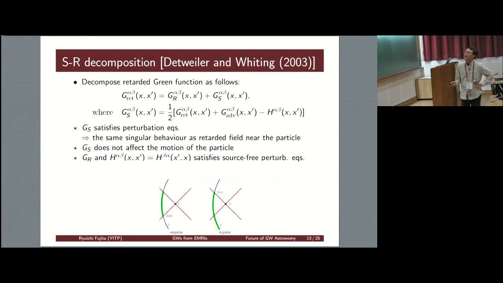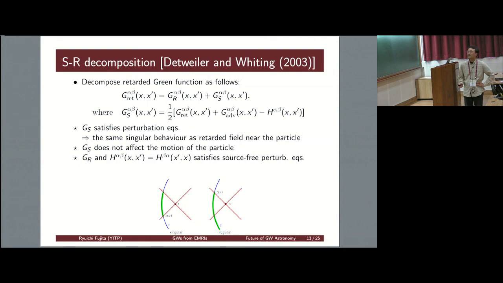So first, the breakthrough was brought by Detweiler and Whiting in 2003. They decomposed the retarded Green function into this form. R is regular, and S means singular. So this S part is responsible for the singular part of the retarded Green function. The singular Green function consists of the retarded Green function plus the advanced Green function minus some symmetric tensor.